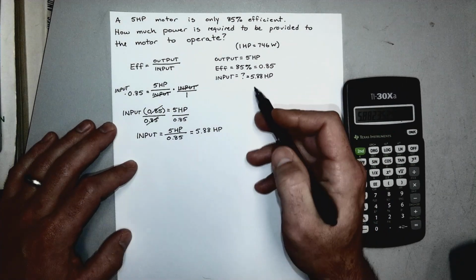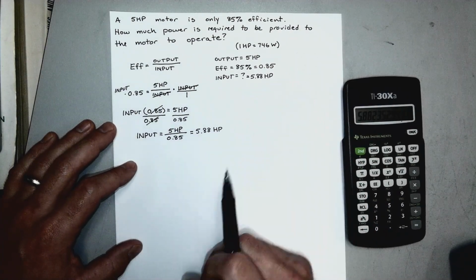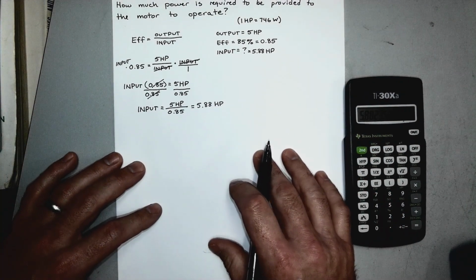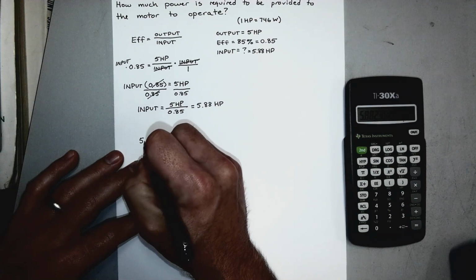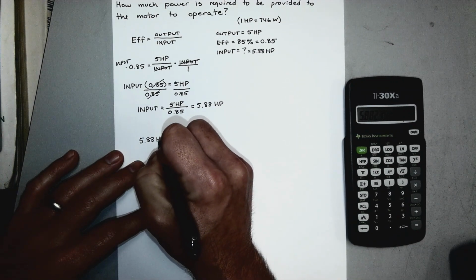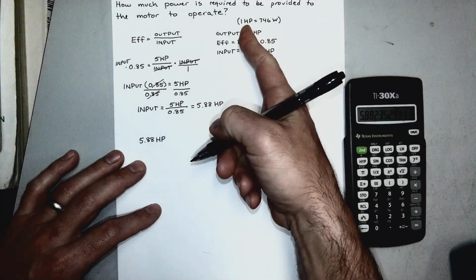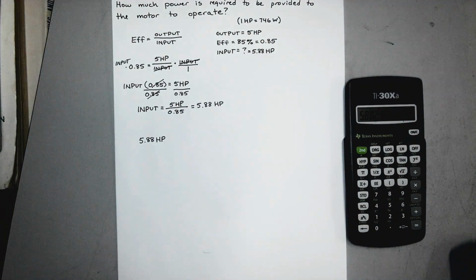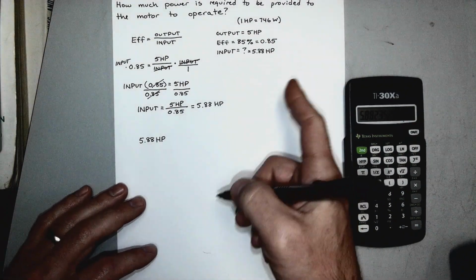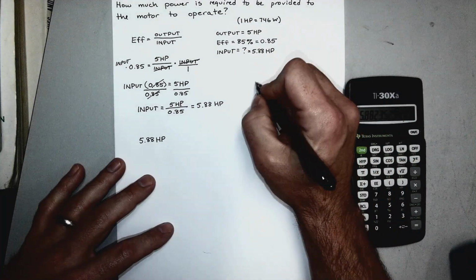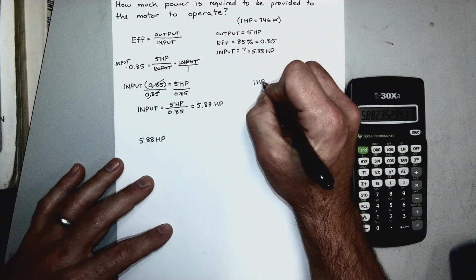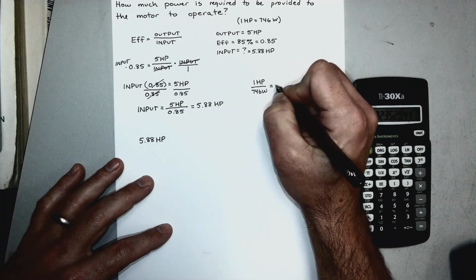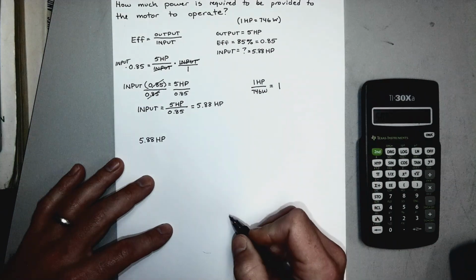And so we need to do this conversion from horsepower to watts. So let's walk through that process. It's not all that difficult. What we want to do is start out with 5.88 horsepower. This conversion factor shows me what two things are equal here. If I divide two things that are equal, I get 1. So, for instance, 1 horsepower divided by 746 watts equals 1, because these two things are equal.